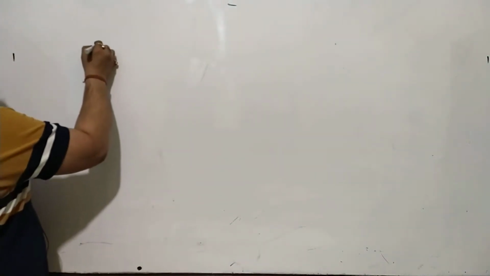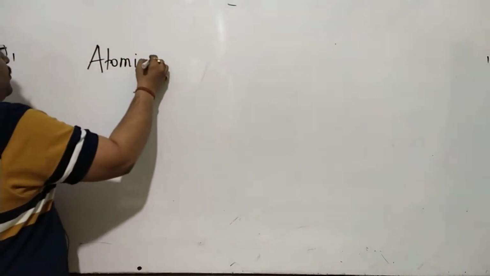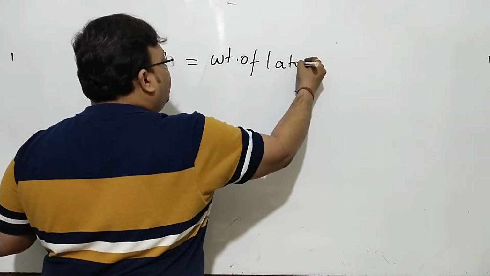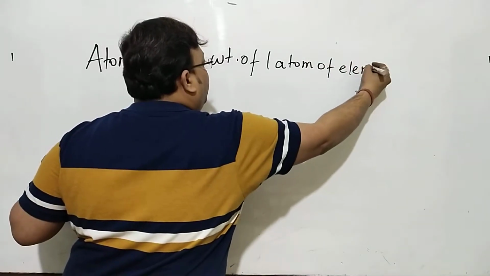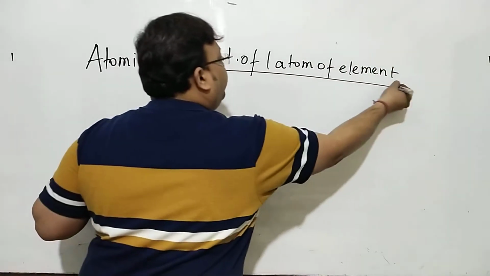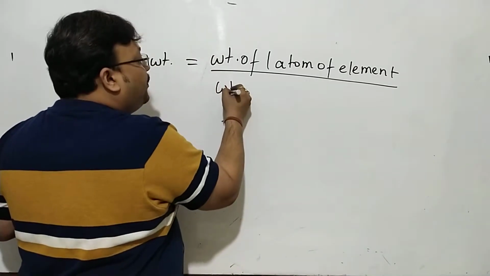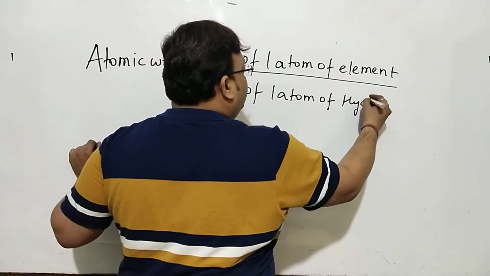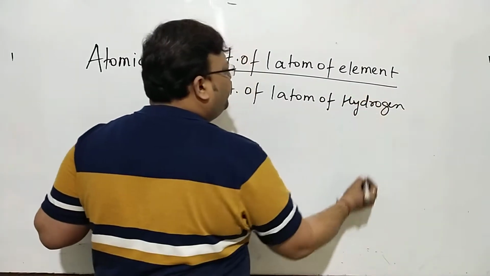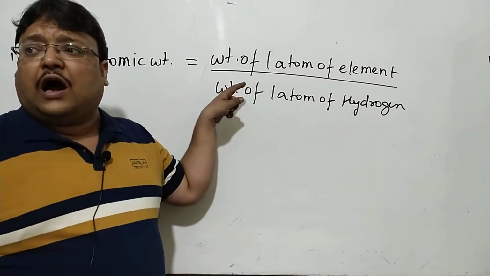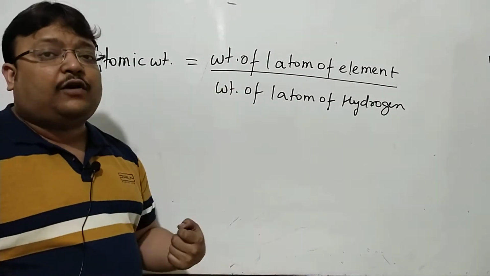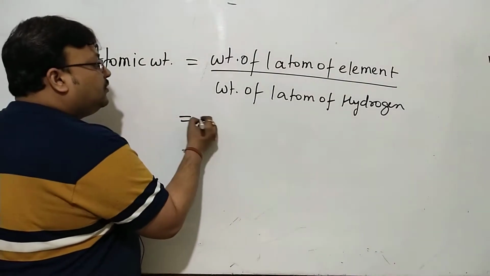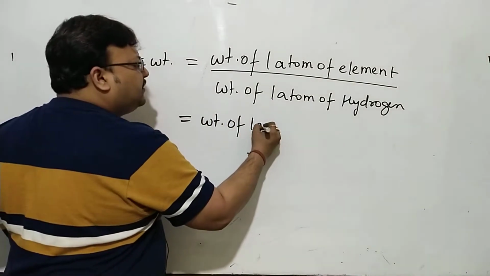So basically, what is atomic weight? It's the weight of one atom of the element upon the weight of one atom of hydrogen. So it's a number, it's a ratio which tells you how many times an atom is heavier than an atom of hydrogen, or these are the other scales.